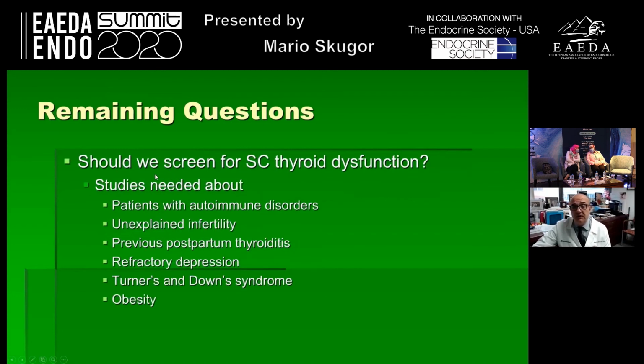But we need additional studies to see if we should screen patients with other autoimmune disorders. I do this with type 1 diabetics because about 10% of them will develop a hypothyroid disorder in a lifetime. So I do it, but I'm not sure this is the right thing to do. Unexplained infertility, previous postpartum thyroiditis, refractory depression, so depression hard to treat, Turner or Down syndrome patients, and patients with obesity. Again, with obesity, I will check thyroid when I'm considering treatment for obesity because I don't want to miss hypothyroidism as one of the causes.